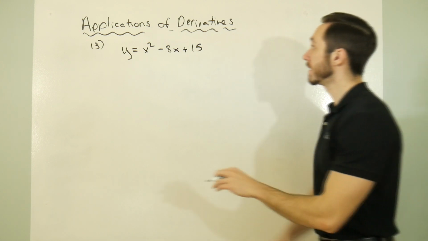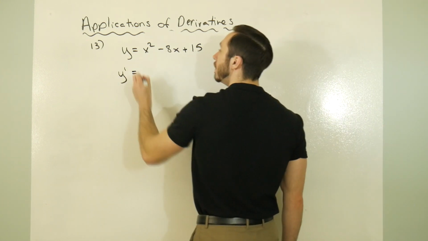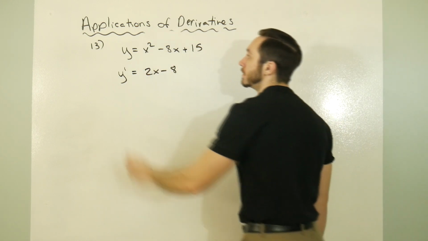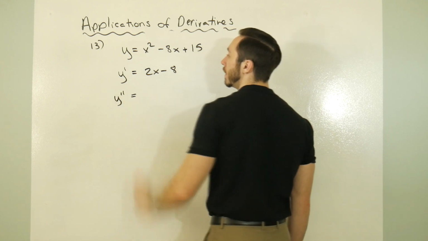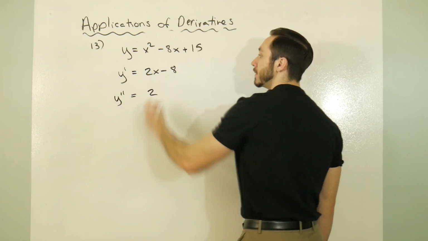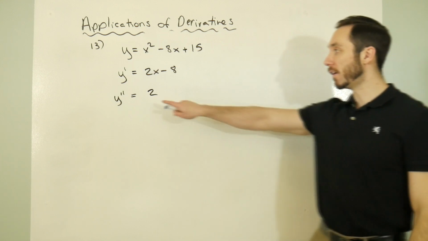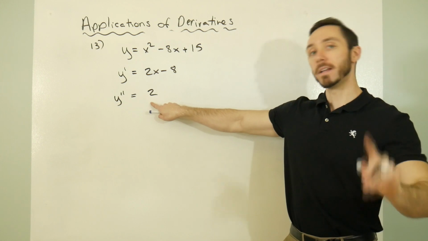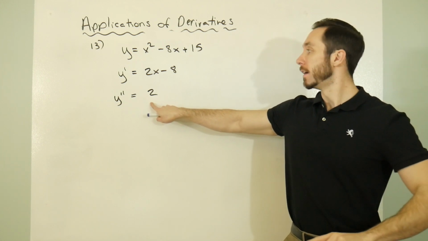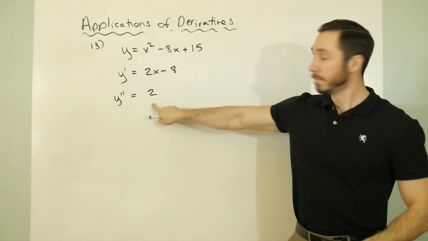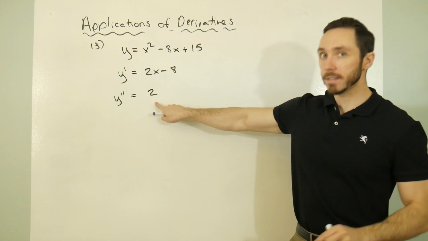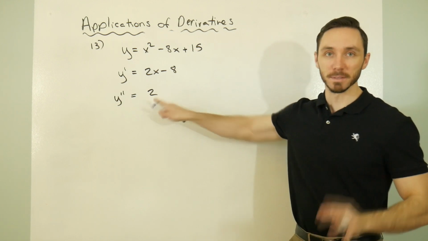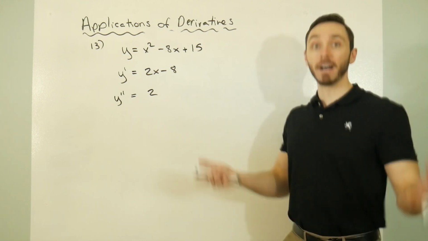So for concavity, we have to take the second derivative. y prime is 2x minus 8, and y double prime, that's just going to be, well, 2. The way we test for concavity is to take the second derivative and tell when it's positive and when it's negative. When you have just the number 2, when is the number 2 positive and when is the number 2 negative? It's positive forever, so it's concaving up forever.